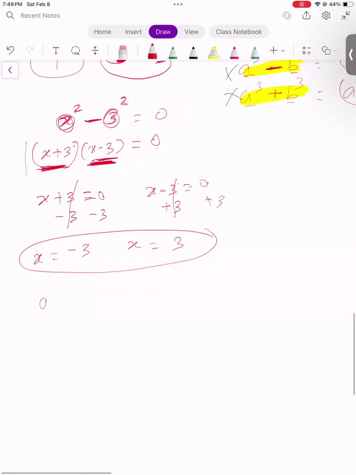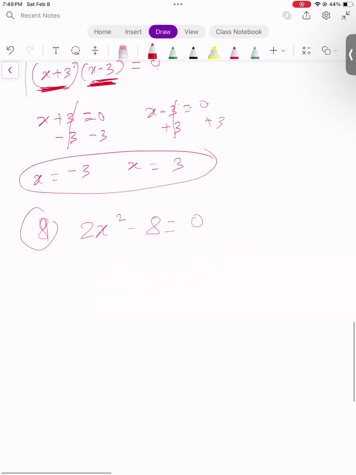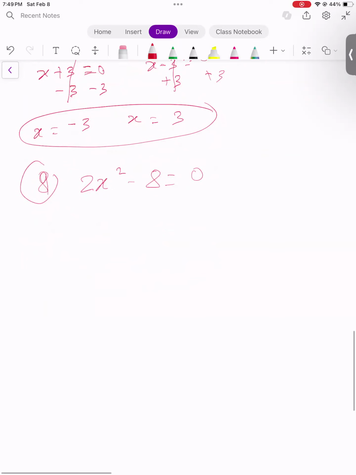Okay, now number 8 is very similar. This is 2x squared minus 8 equals 0, and I want you to practice by yourself. If you need help, just let me know. So I will skip this and go to number 9. In number 9, we have x squared minus 9x plus 20 equals 0. We are still solving the equation by the factoring method. Here the first step is having 0 on one side. We already have 0, so let's go to the next step, factoring the left side.